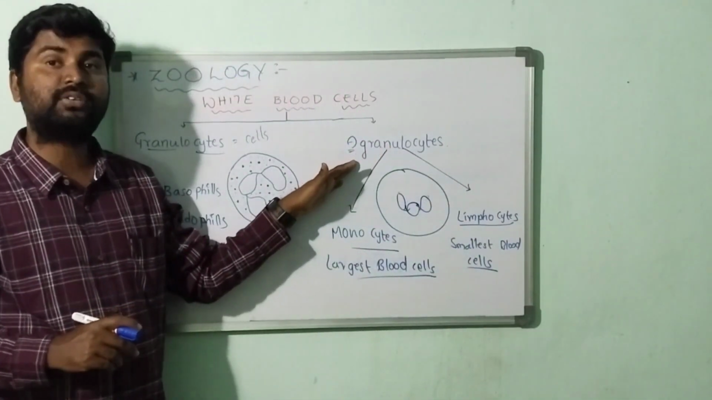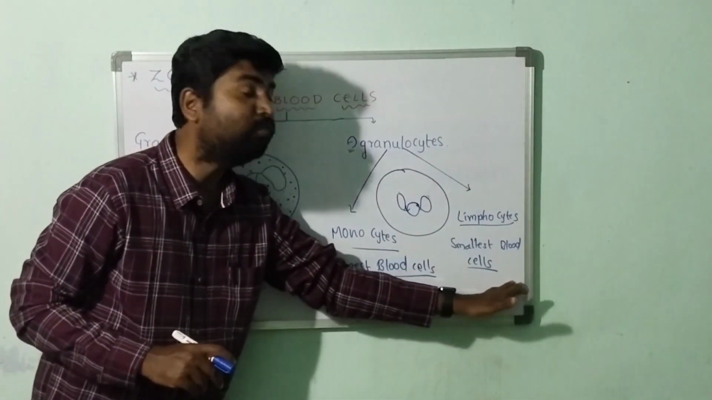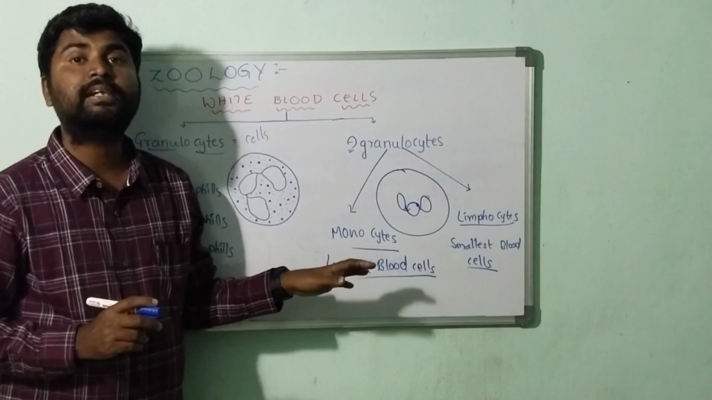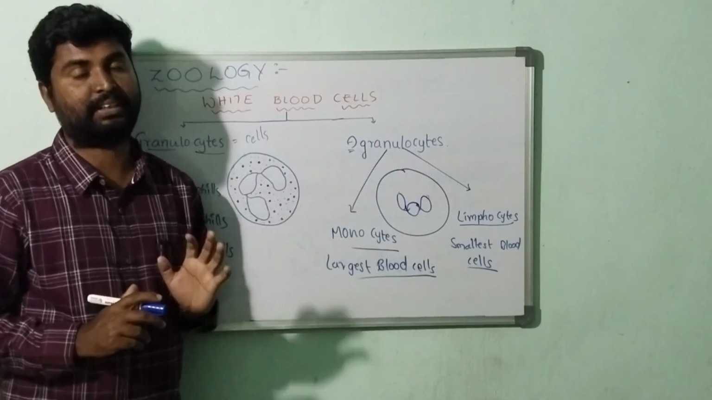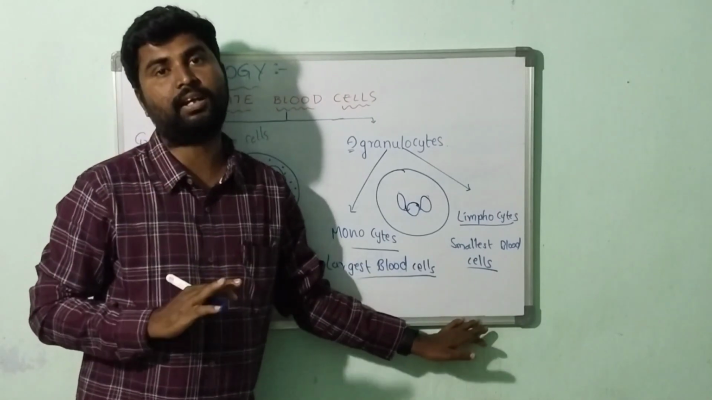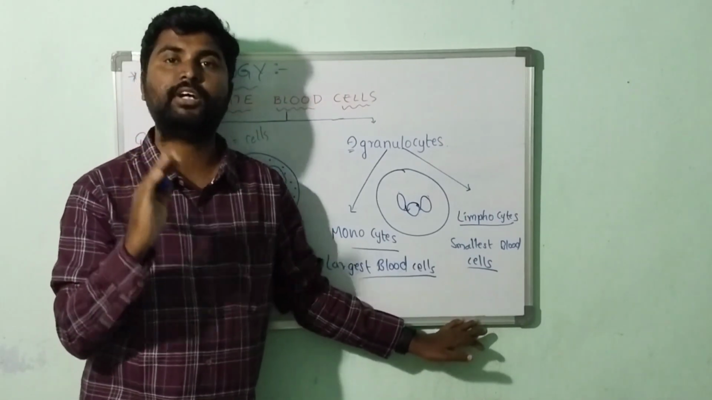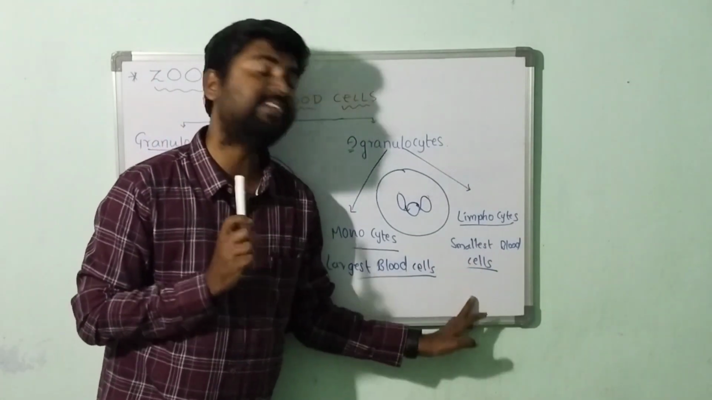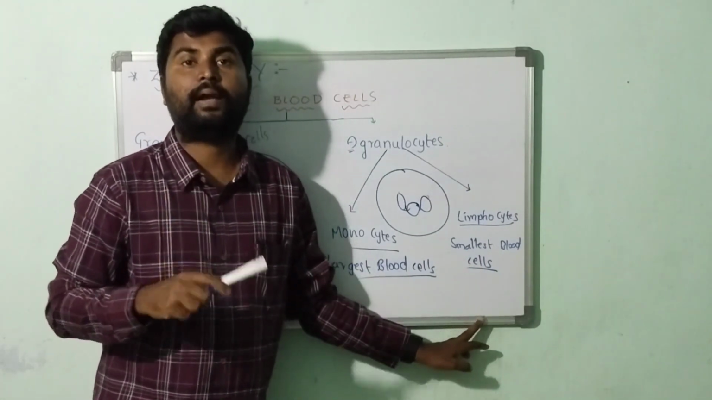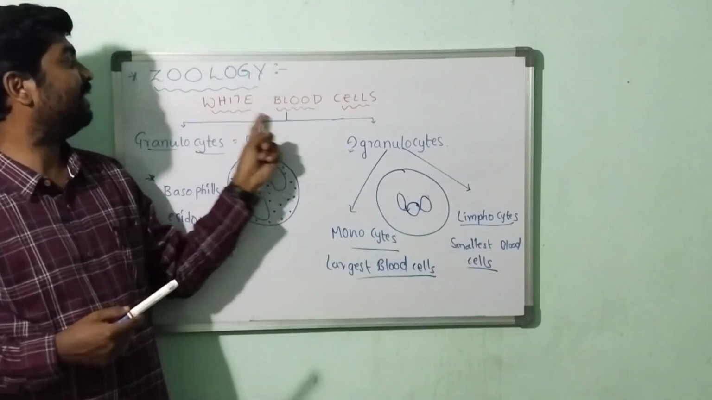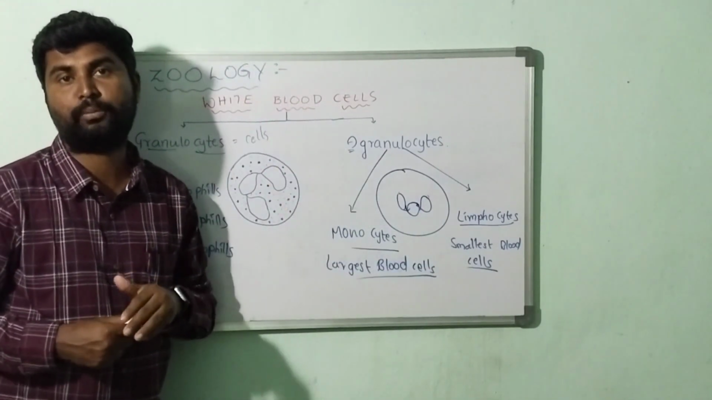These agranulocytes, especially the lymphocytes and the monocytes, perform immune system functions. Lymphocytes are also known as the policemen of the blood, policemen of the human body. You have to understand this clearly. The lymphocytes help to increase the immune system. That's why we also call white blood cells the policemen of the human body.